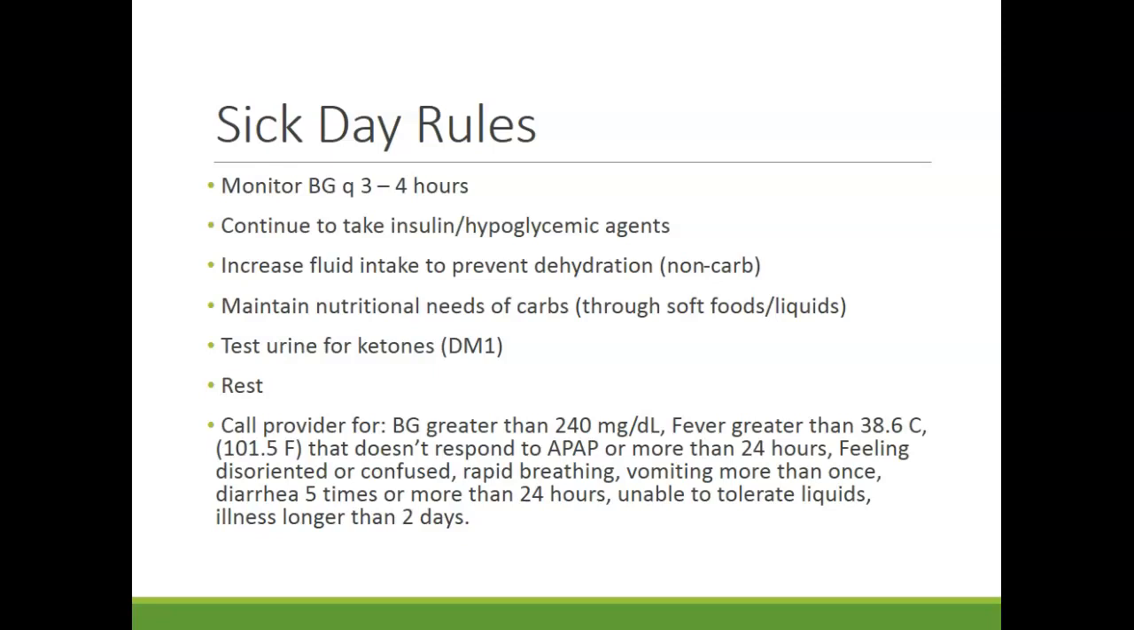They need to call their provider for certain things. One, blood sugar greater than 240. Fever greater than 101.5 that does not respond to Tylenol or lasts for more than 24 hours. If they feel disoriented or confused, if they're starting to have rapid breathing, vomiting more than once, diarrhea 5 times or more within 24 hours, if they can't tolerate liquids, or if the illness seems to go on for more than 2 days.